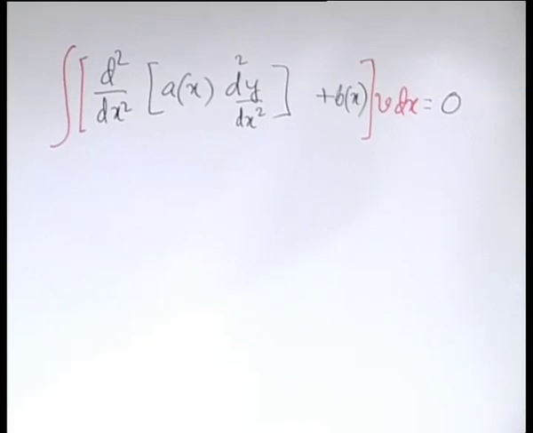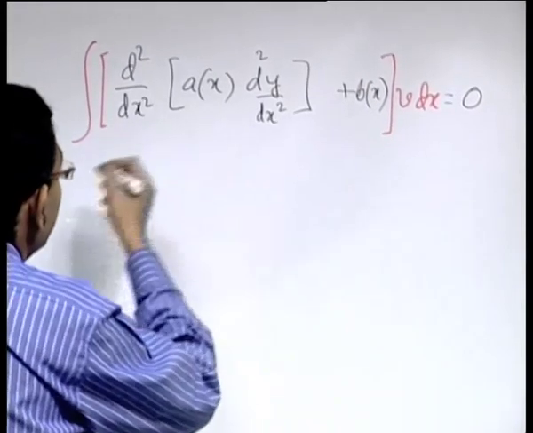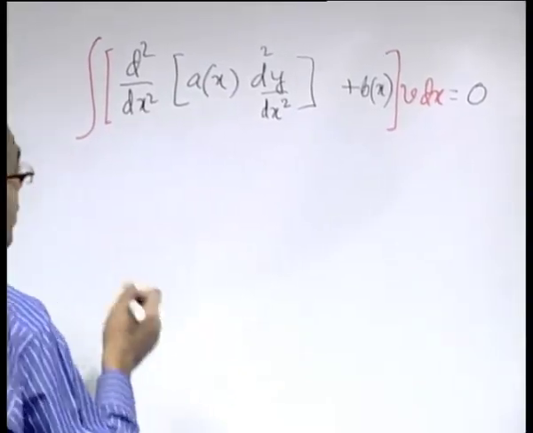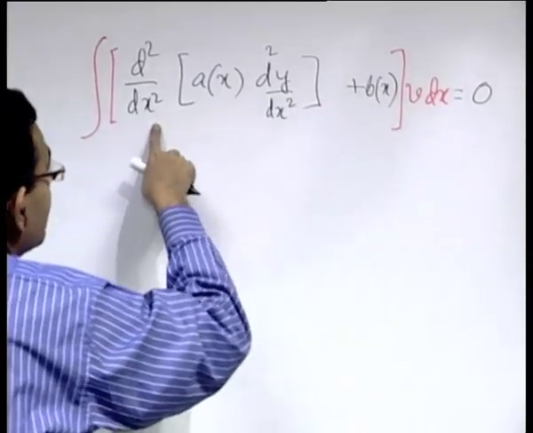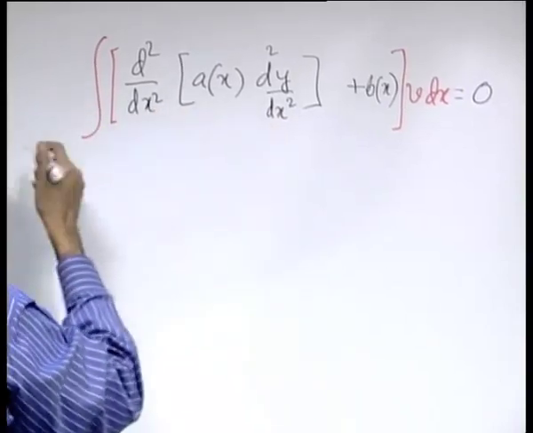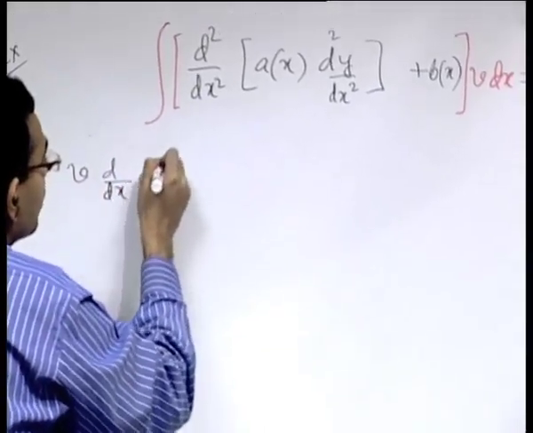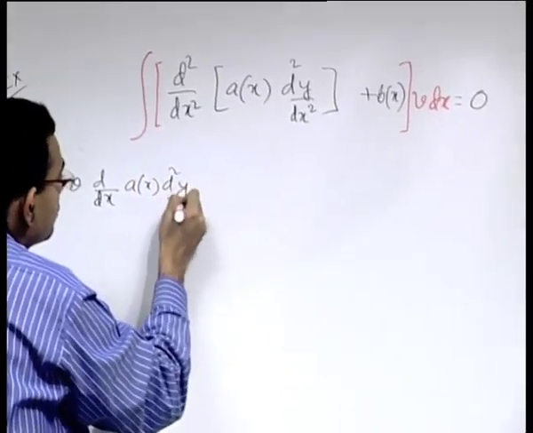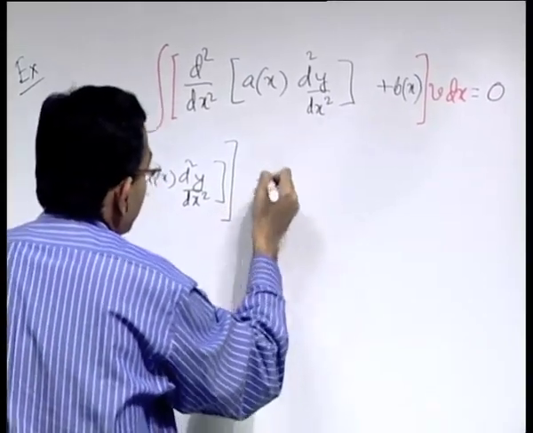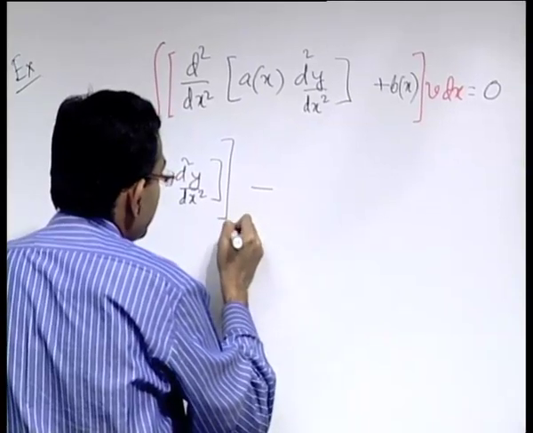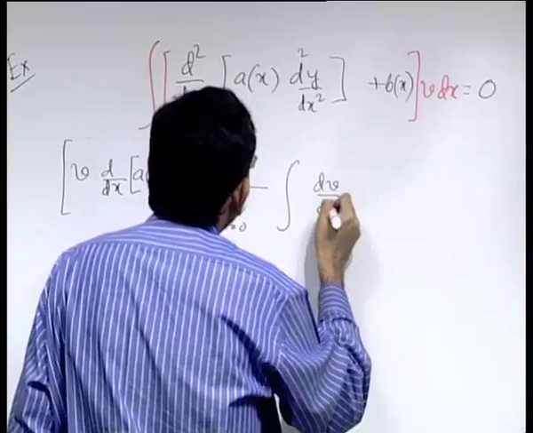Next, what we will do? We will integrate it by parts. Let us just do it quickly, because we know how this needs to be done. V is the first function and the function appearing here is the second function. So, first function into integral of the second, with x equal to 0 and x equal to L as the bounds of x, minus integral of derivative of first into integral of the second.